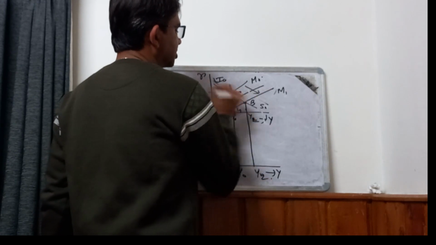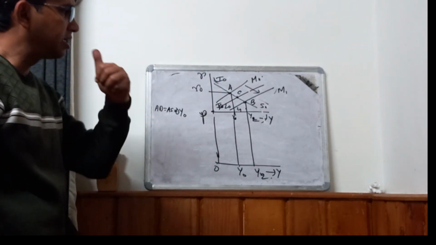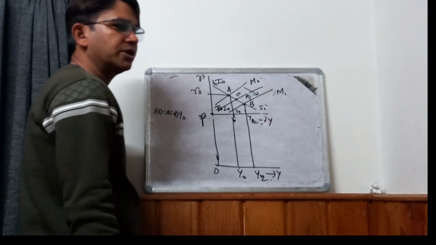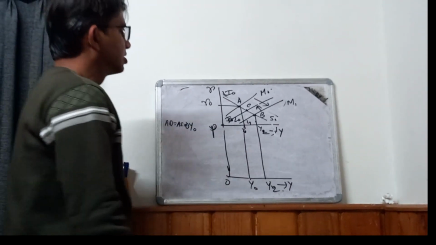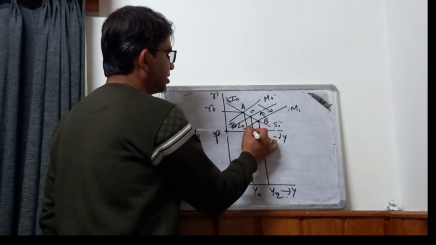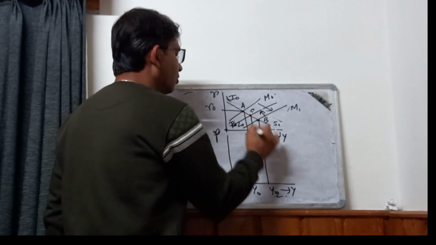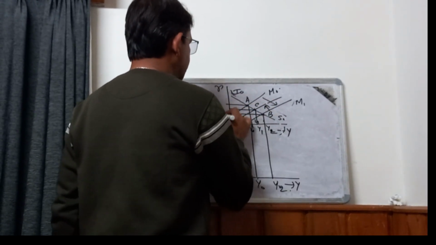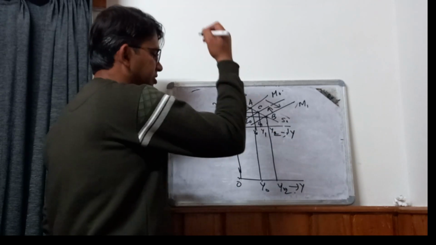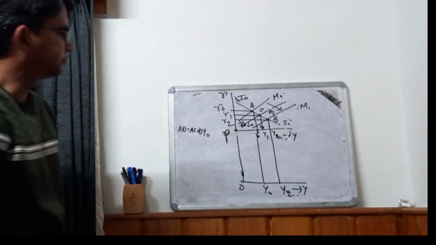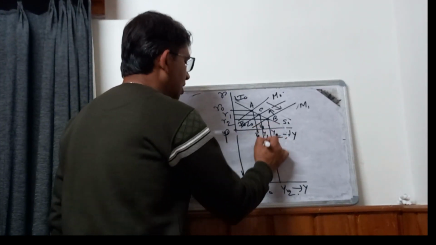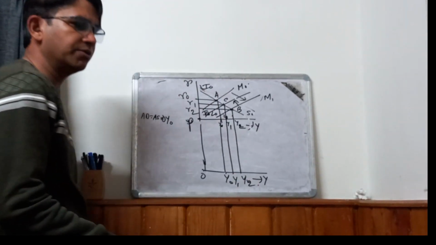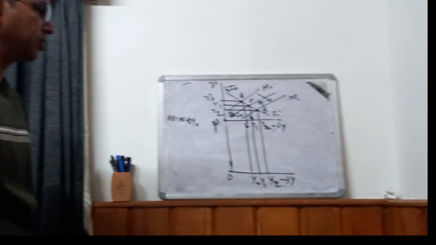So first this is the shift of the LM curve due to increase in money supply. And now this is the shift in the LM curve due to increase in price. So ultimate equilibrium of the economy will be Y1. And rate of interest, first rate of interest falls to R2 and then it rises to R1. So now we will draw it, that is Y1 is the final equilibrium level of output in the economy.